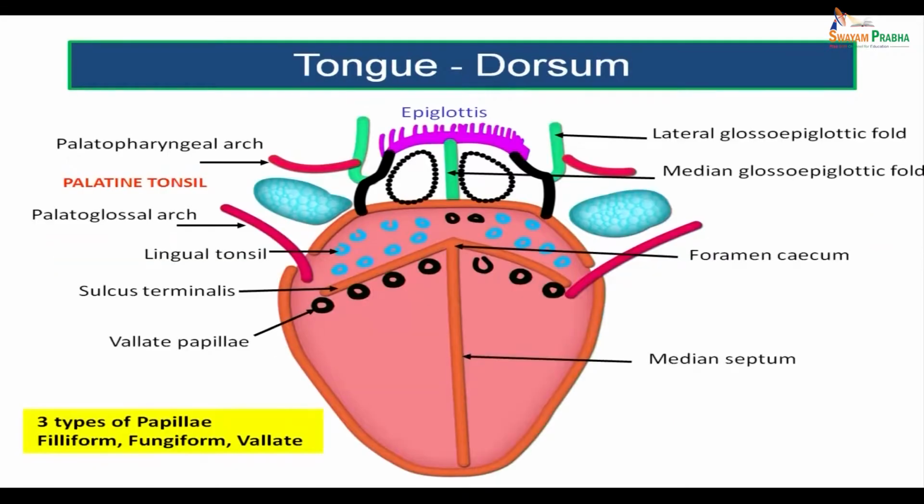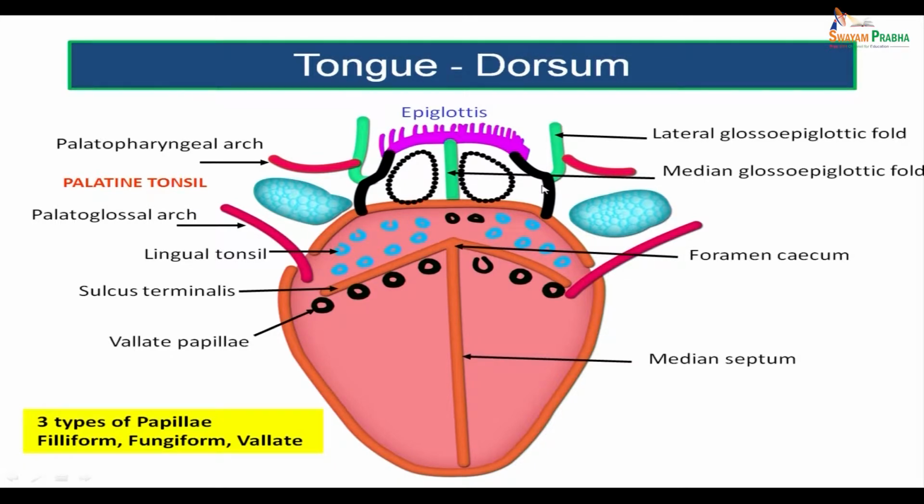Now, let us have a detailed look at the dorsal surface. This is the midline fibrous septum which divides the tongue into two parts, and this is the prominent sulcus terminalis. Look at this purple part, this is the oroepiglottis, which is present in the pharynx, and you see this septum extending from the back of the tongue to the epiglottis. This fold is called the median glossoepiglottic fold.